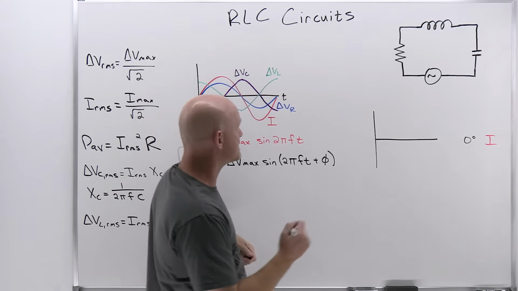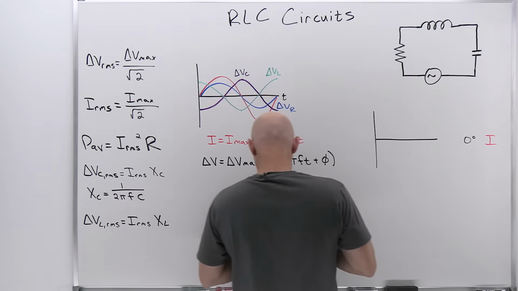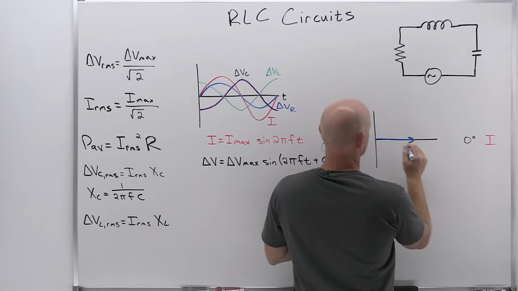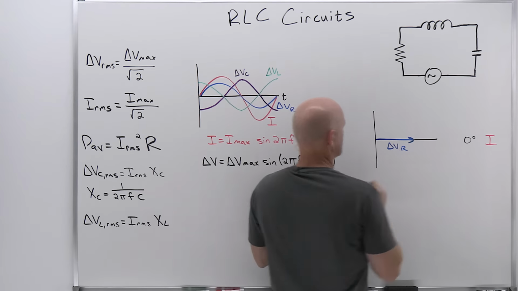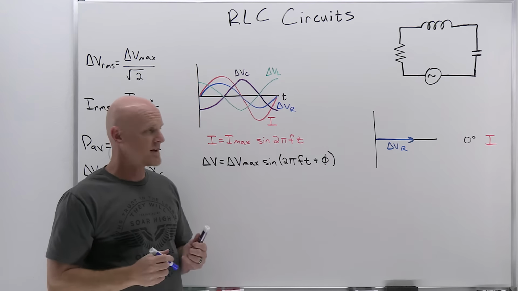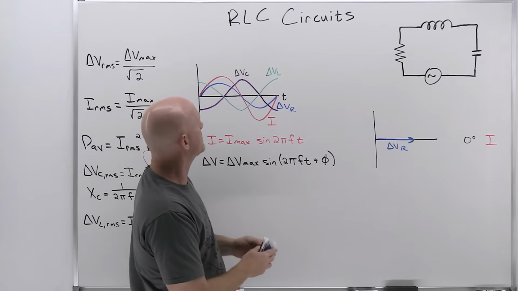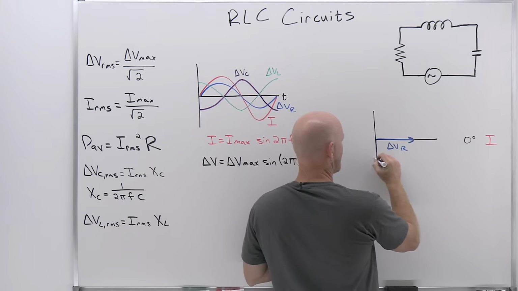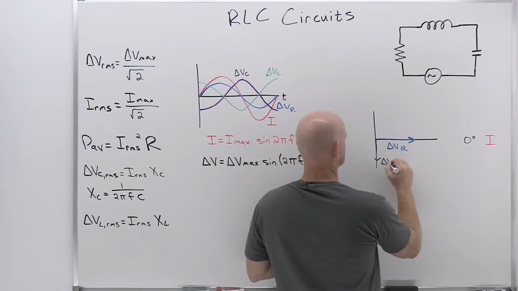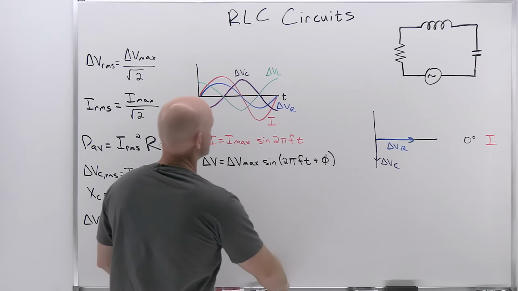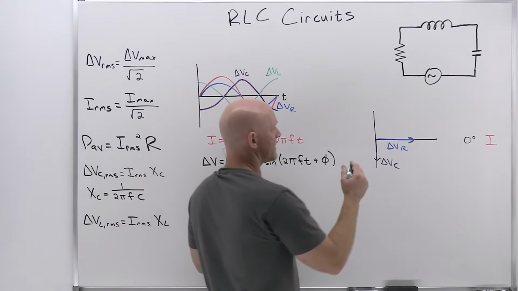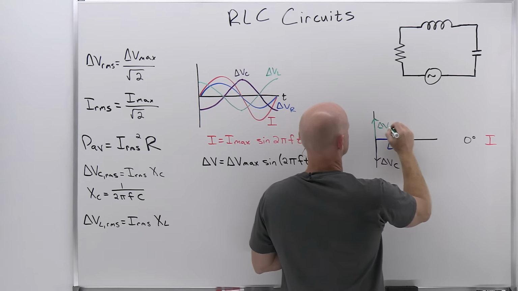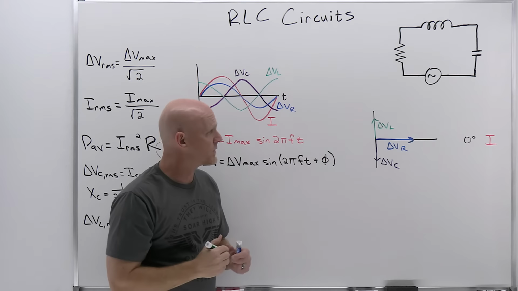From that, we can see that the voltage across, and let's do the resistor first, would be in phase with that, and therefore also line up with that positive x-axis. The voltage across the capacitor would lag that by 90 degrees, so it's going to be 90 degrees behind that. And then finally for the inductor, it's going to lead the current by 90 degrees and therefore be in the positive y direction on this plot. And there we go.